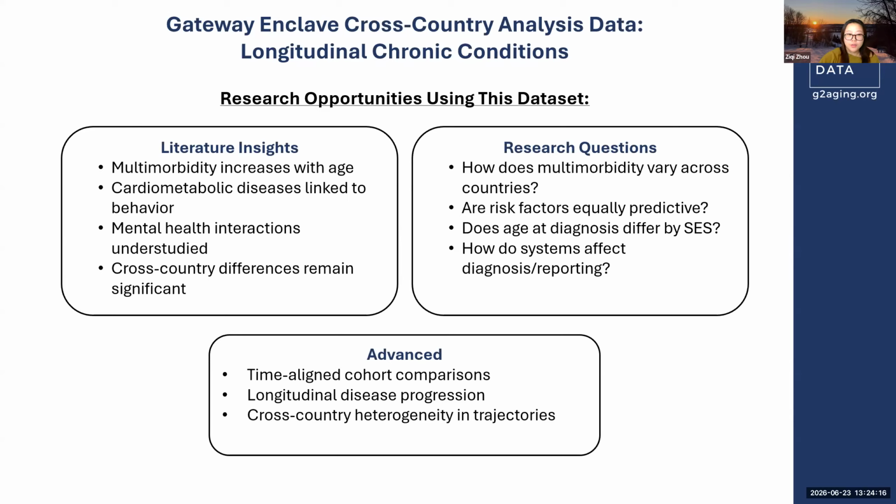Researchers can also study socioeconomic disparities in health, including whether age at diagnosis differs across socioeconomic groups. Because the dataset contains longitudinal information, it can be used to examine disease progression and changes in health over time. More advanced applications include time-aligned cohort comparisons and analysis of cross-country heterogeneity in disease trajectories. Overall, the dataset provides a valuable resource for understanding healthy aging and cross-disease dynamics from an international perspective.